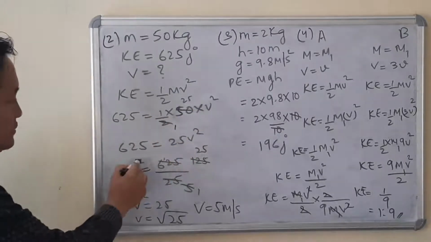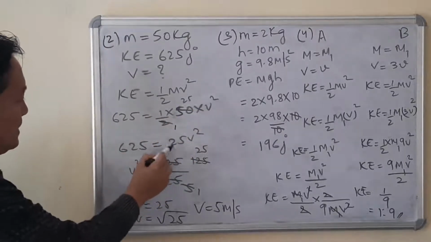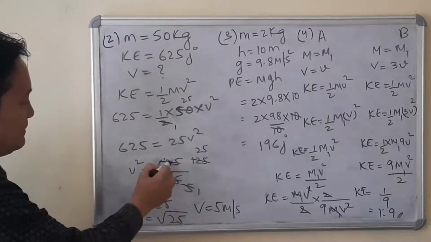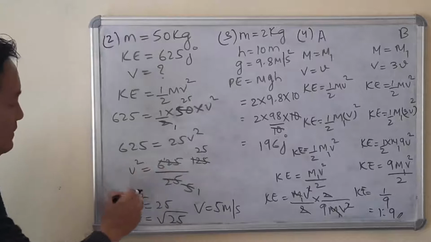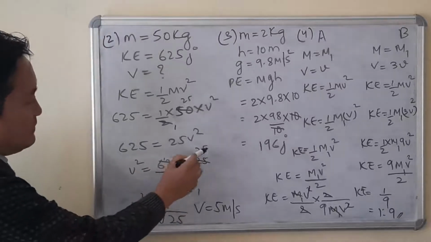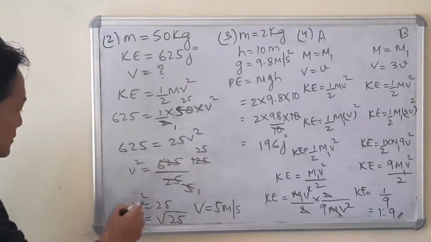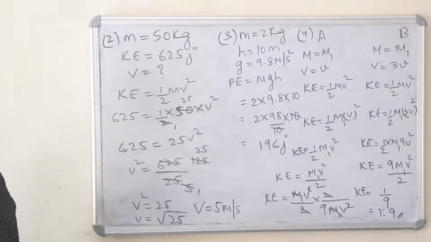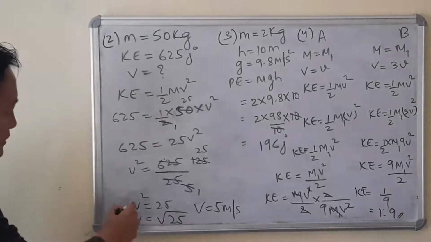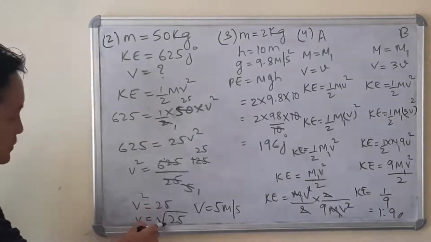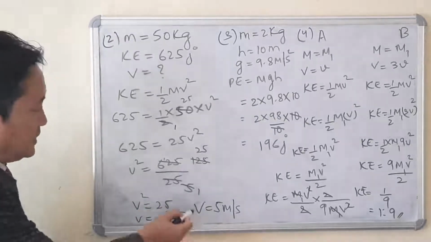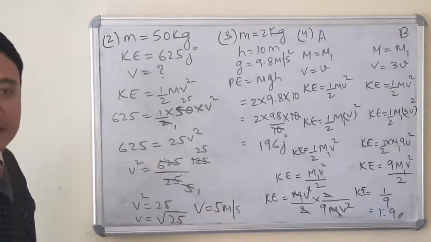Then v square you have to calculate. 625 you have to divide by 25. So 5 5s are 25. 5 125s are 625. Then 5 ones are 5. 5 25s are 125. So v square equals 25. So v square means you have to find the square root, since you have to find the velocity. So v equals square root of 25. So square root of 25 will be 5. Therefore velocity equals 5 meter per second.